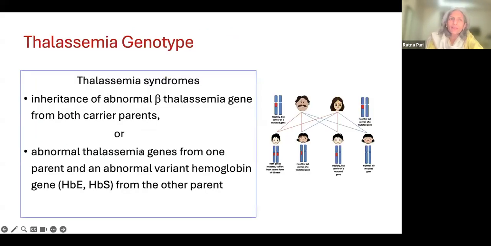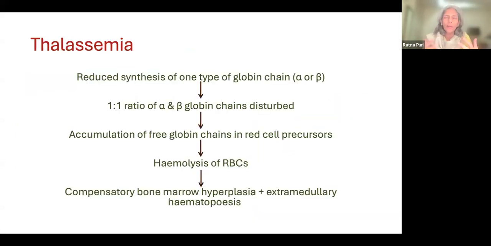So we said that thalassemia syndromes are the inheritance of an abnormal beta thalassemia gene from both the parents, or one abnormal beta thalassemia gene along with a variant hemoglobin from the other parent. Both these can give a phenotype of thalassemia. Why does it happen? What if the globin chain is not being formed? It's important to remember that in the body, the alpha globin and the beta globin are in a 1:1 ratio. Any point in time where this ratio gets disturbed, supposing the beta gene is not working, the beta globin chain is going to be low.